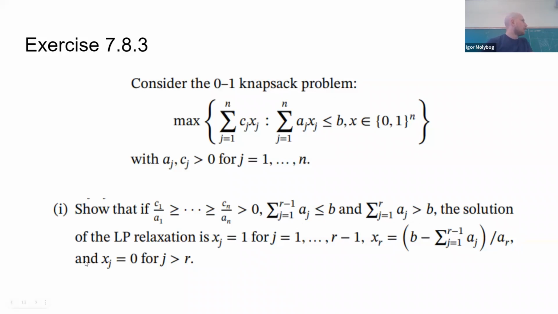The solution of the LP relaxation is xj equal to 1 for j from 1 to r minus 1, and then xr is equal to this following number that can be fractional, and then the rest of the xj's are equal to 0. If you remember my talk regarding the greedy algorithm, this is basically what the greedy algorithm gave us. We just need to remind what exactly was happening there.